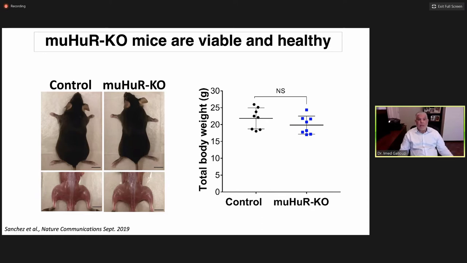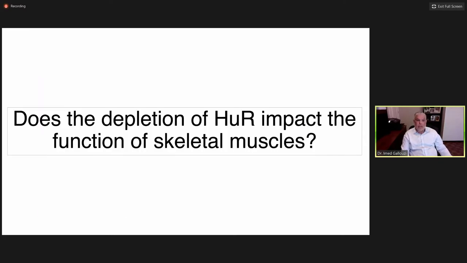Unfortunately, and to my dismay, I remember many years ago when we got that result, I kept insisting, we repeated, we followed these mice, they are healthy, they eat well, they don't lose weight, and they function well. So that was a disappointment, because until then several labs, including mine, had accumulated key observations that in vitro, HuR is really required for muscle fiber formation. So we assumed there are two ways: either the in vivo observations contradict and negate the in vitro observations, or there is redundancy and HuR has a more subtle function in postnatal stages of an organism.